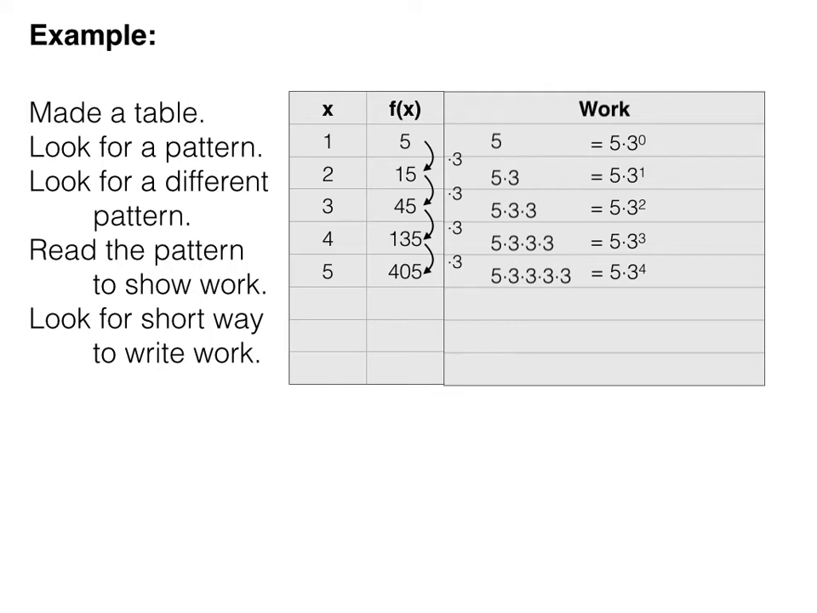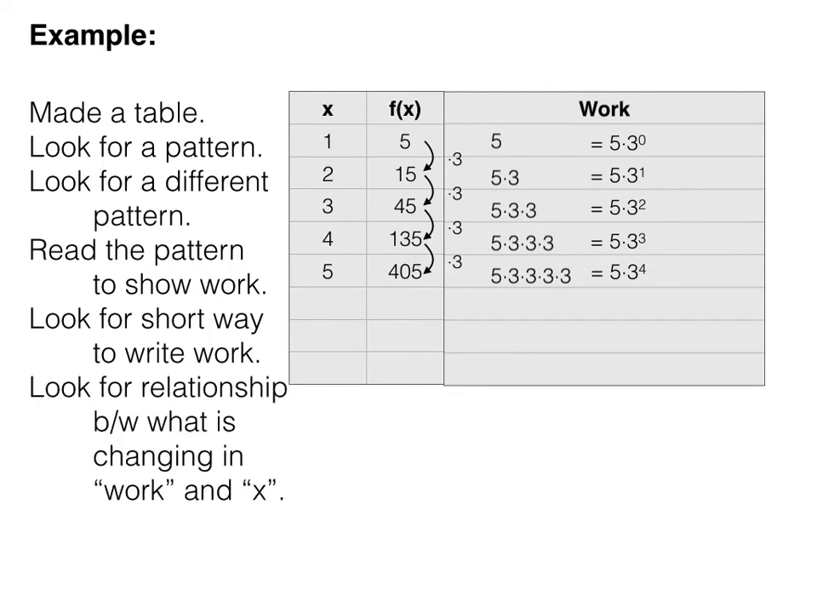So now what? Well, now we can look for a relationship between what is changing in the work and how the x changes. So I see that when x is 3, the exponent was 2. The exponent is what's changing over here, so that's what I'm looking for a connection between, that x of 3 and the exponent, which is 2 here. The next one, x is 4, and the exponent is 3. When x is 5, the exponent is 4. So I see a pattern there, I see a connection, I see a relationship between the x values and the exponent in the work, which is what's changing.